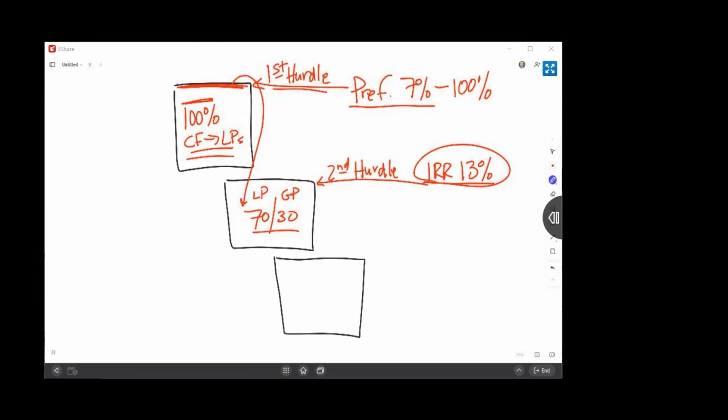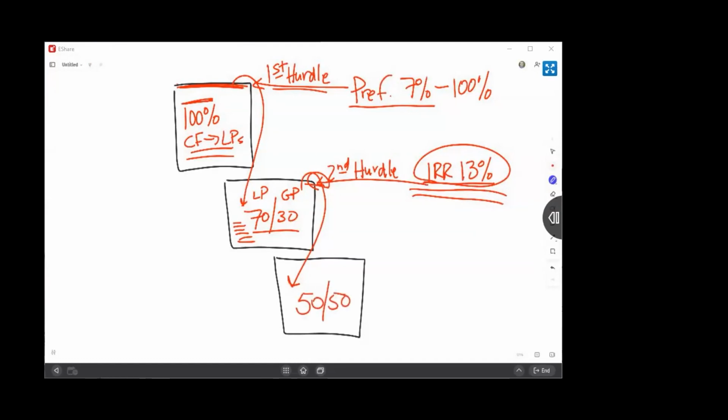Now, the cash flows coming into this bucket are going to continue to fill it up until it reaches this hurdle right here, which is a 13% IRR. Once it hits this 13% IRR, then the cash starts to go down into the next bucket. At this point, the equity would change, like in our deals, it would split 50-50.